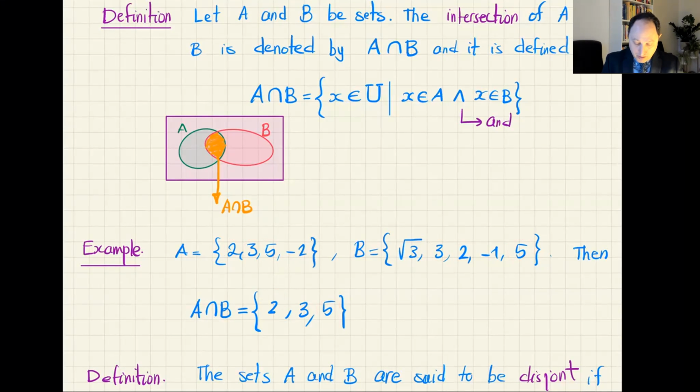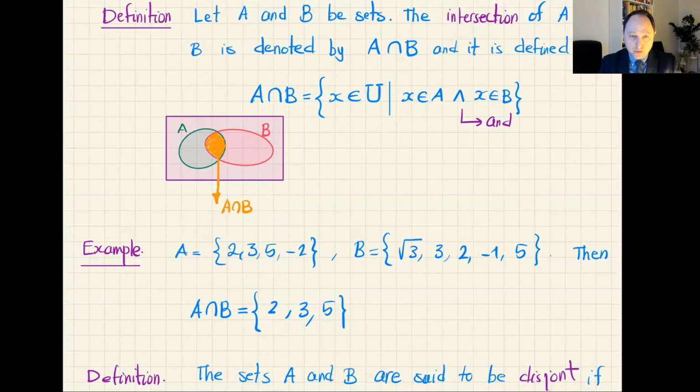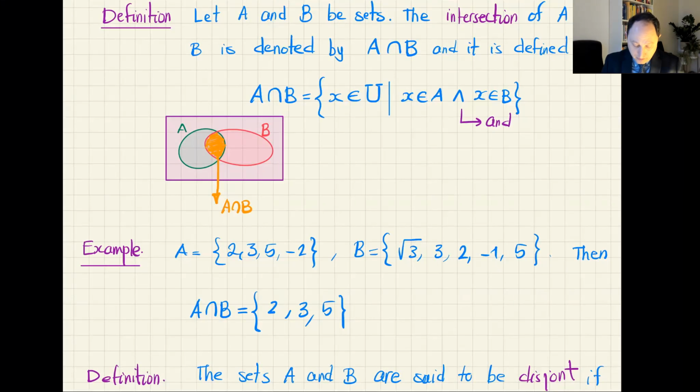But for example, -2 only belongs to A, but if I go and look inside B, I do not see -2, so -2 is not allowed to be in the intersection. And for example, square root of 3 and -1 are only elements of B, but not in A, so I'm not allowed to put them in the intersection of A and B.